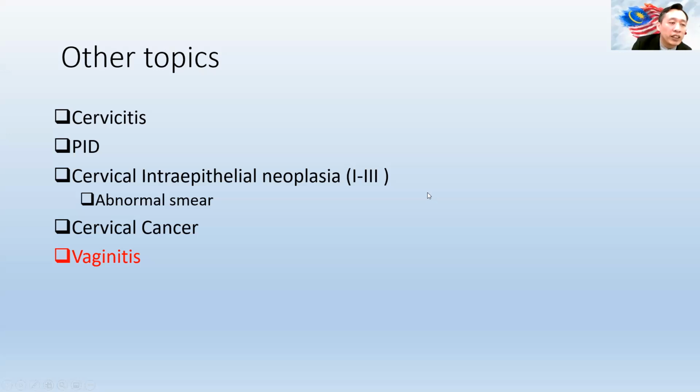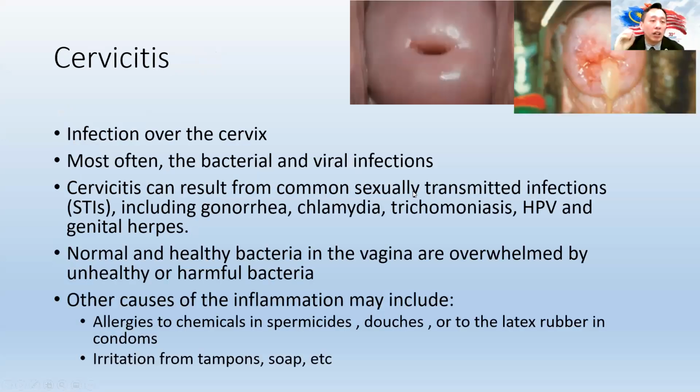So other topics are cervicitis, PID, cervical intraepithelial lesion, cervical cancer, vaginitis. I'm finishing soon. Cervicitis means there's an infection on the cervix, most often bacterial and viral in origin. But cervicitis can result from common sexually transmitted infections such as gonorrhea, chlamydia, trichomoniasis, HPV, even genital herpes. Normal and healthy bacteria in the vagina can be overwhelmed by unhealthy and harmful bacteria, for example, bacterial vaginosis. Other causes of inflammation or cervicitis can be allergy to spermicide, excessive douching, allergy to condoms, and so on. Irritation from the tampon, also soap.